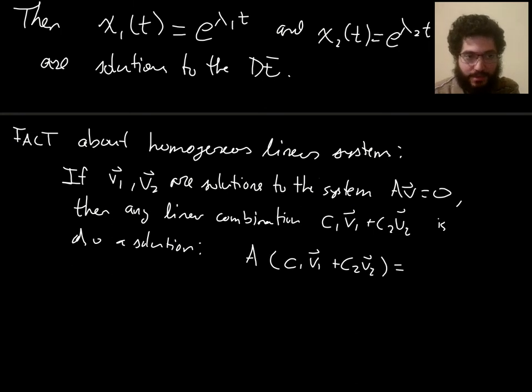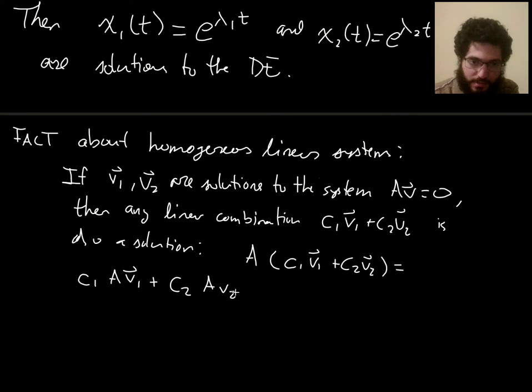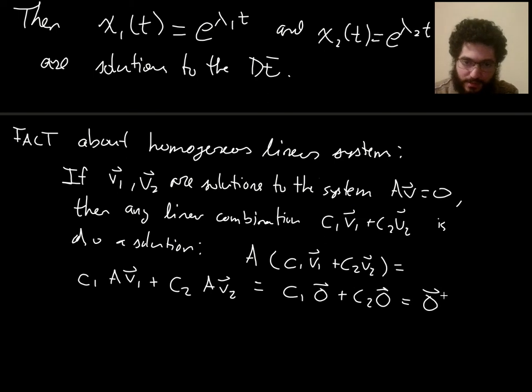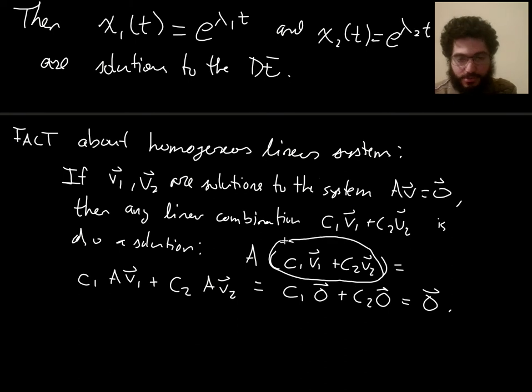So this is the same word linear that's being used when we say that we're looking at a linear differential equation. In the matrix vector setup, you just use linearity, meaning you distribute. That's linearity. And then you say, well, I assumed that v1 and v2 are solutions to the system. That means Av1 is 0 and Av2 is 0. So I get c1 times the 0 vector plus c2 times the 0 vector, which is the 0 vector, which is what I want on the right-hand side to convince myself that this linear combination is a solution.